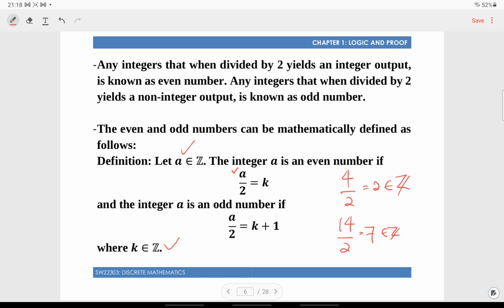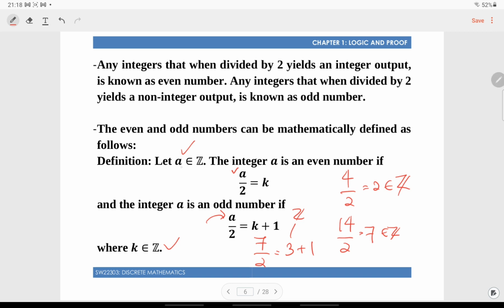So how about odd numbers? The integer a is an odd number if the fraction a over 2 is equal to k plus 1, where k is an integer. For example, 7. When we divide 7 by 2, the outcome is 3 plus 1. So 3 is an integer, plus 1. Any integer that can be formed like this is referred to as an odd number.